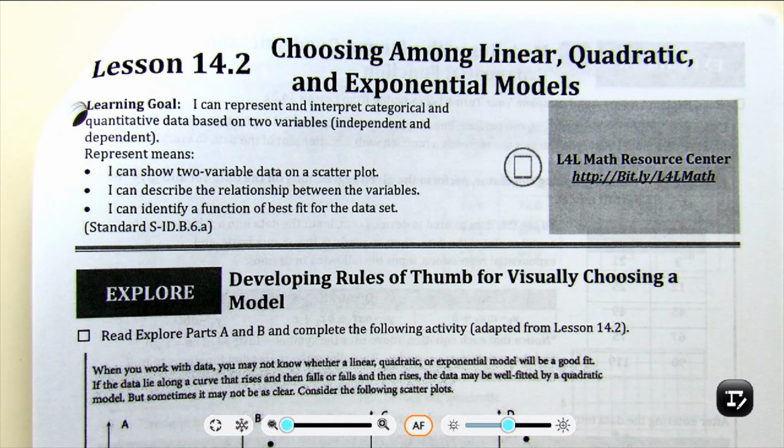What we're going to be doing in this lesson is gathering data and then determining if that data fits a linear model, like a straight line, a quadratic model, which is a parabola, or an exponential model. We're going to be using Desmos to plot the scatter plots, and it's actually going to be doing all the work for us, but we have to learn how to use Desmos properly to find our solutions. Okay, so let's get started.